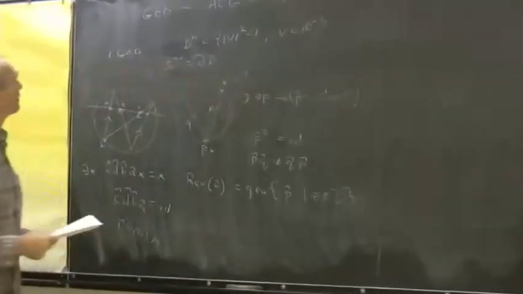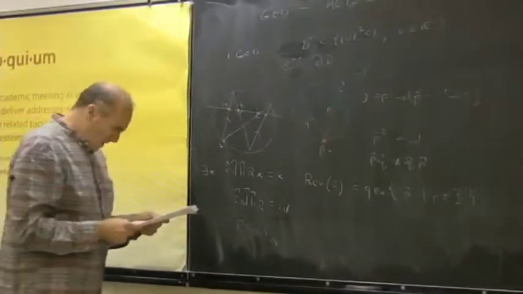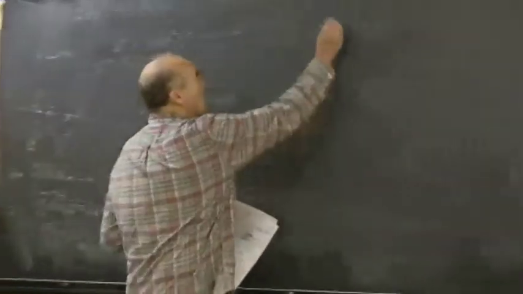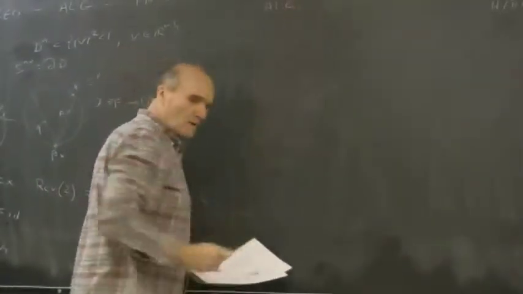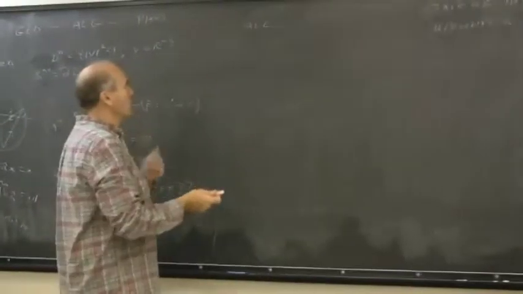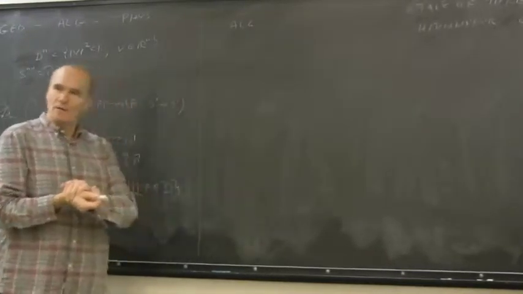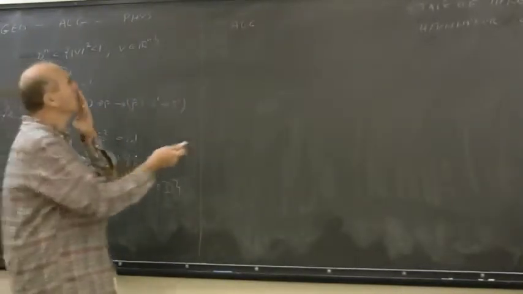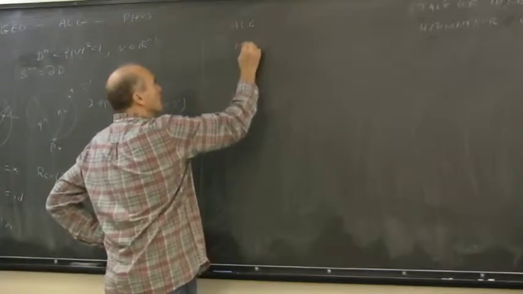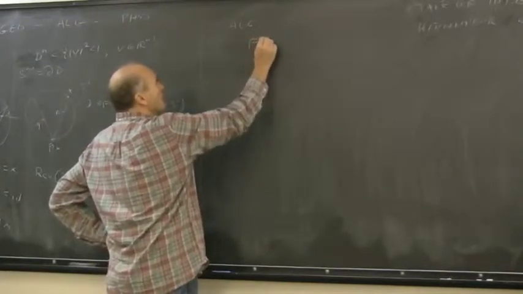Okay, so that's one group, pure geometry. Okay, the second group will be the algebraic group. So let me remind you of something. What is fractional linear? How is it called? The Moebius group.